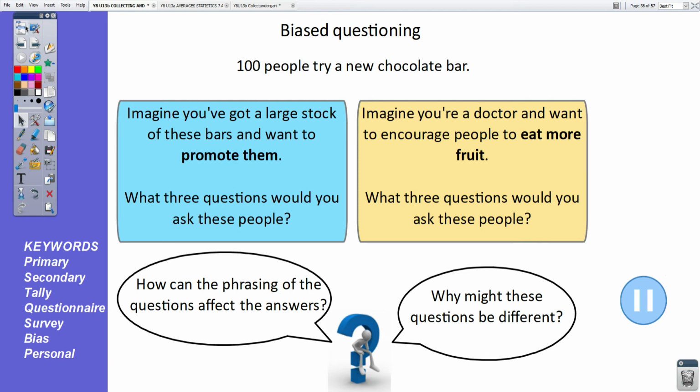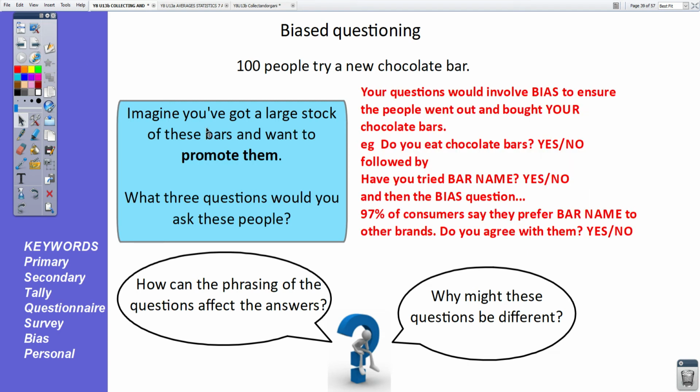Okay, so first of all, consider the chocolate. Our questions are going to involve bias because we want to ensure that people went out and bought your chocolate bars. Nice simple one, first of all, to get people interested in the idea of chocolate bars. Do you eat chocolate bars? Yes, no. Followed by, have you tried whatever the chocolate bar's called? Yes or no? And then on to the bias question. 97% of consumers say they prefer this chocolate to other brands. Do you agree with them?